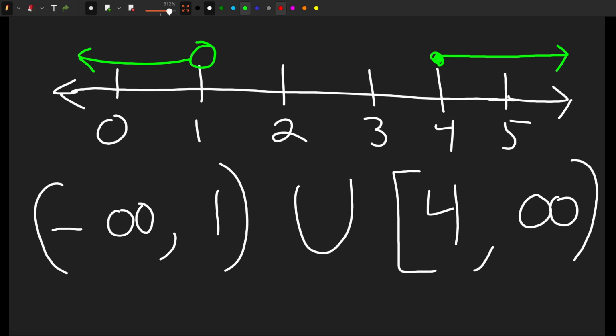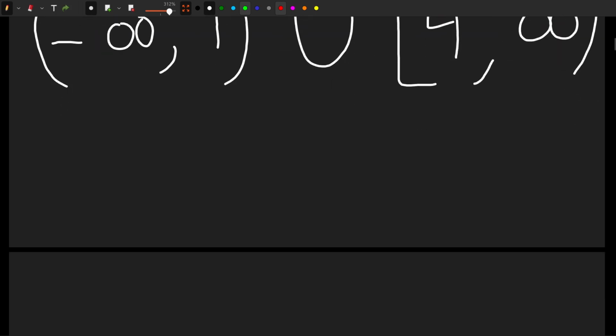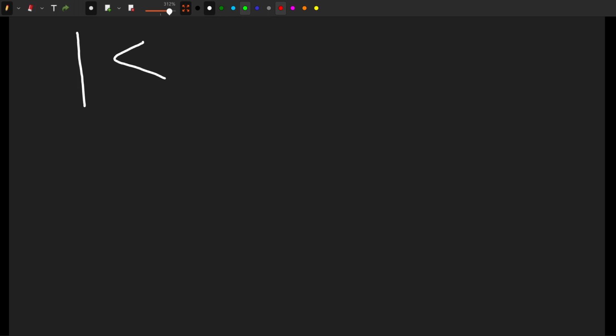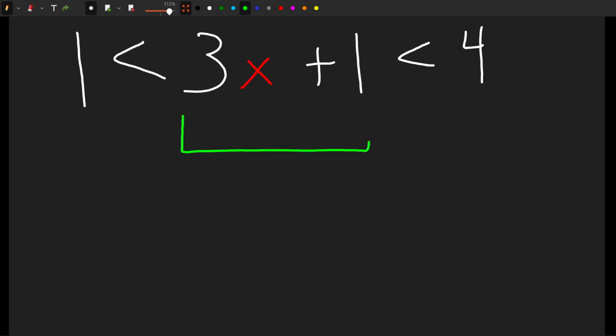Now, this is a compound inequality. We also have the opposite ones, which are intersection inequalities. And I have one example for that. An intersection inequality will usually look something like this, where we have 1 is less than 3x plus 1 is less than 4. Where more or less our inequality has the problem statement sectioned or sandwiched between two inequalities.